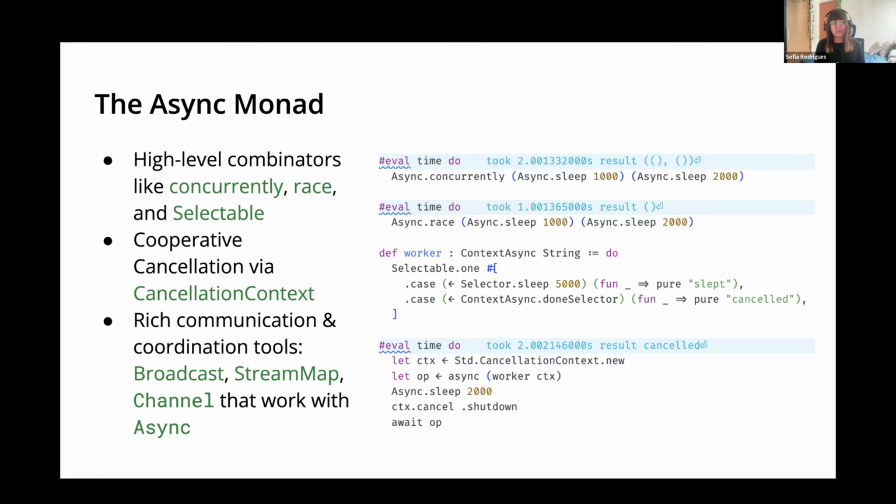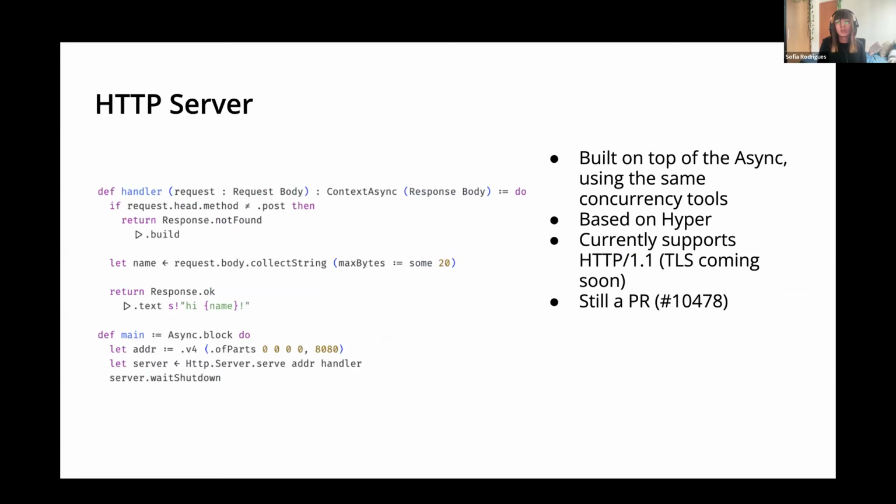So yeah, for async, that's it. And then we can move on to the HTTP server. The HTTP server is built on top of async. It's a way to use the async library and check the API and check if we need something to improve it. And it uses a lot of other concepts of the STD too.